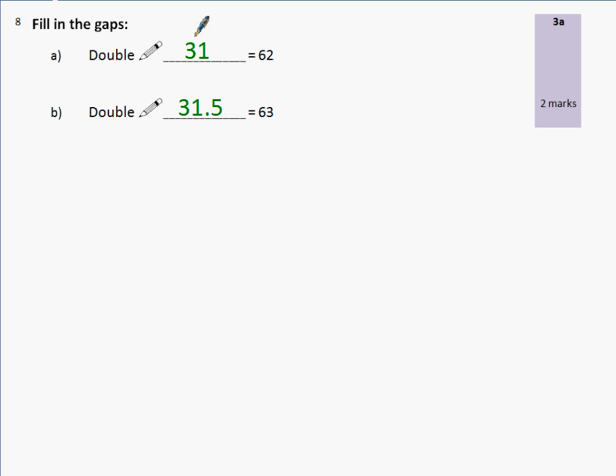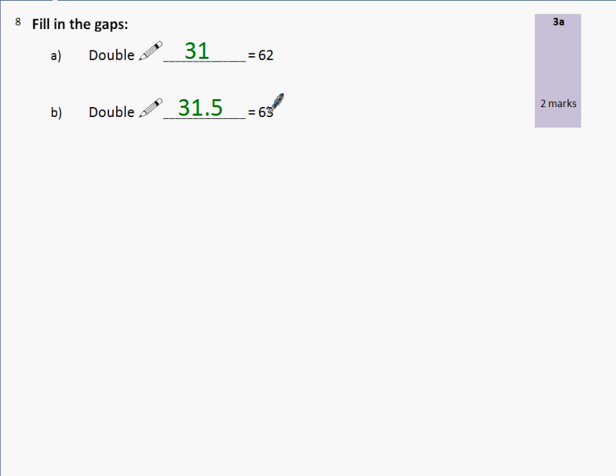Okay. Question 8. Double something equals 62. So it was double 31, and double something equals 63, 31.5. Not sure how to do that. We'll do it the opposite. What's half of 62? And that will tell you what to put here. What's half of 63? And that tells you what to put there. And we did those in question number 2.